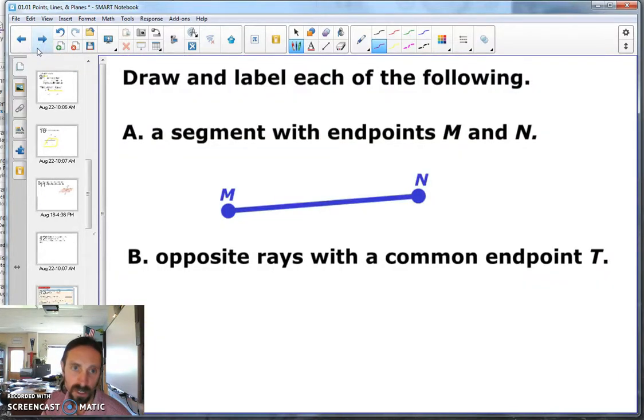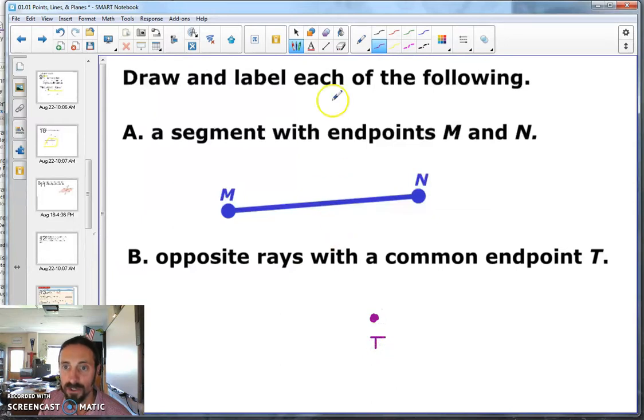All right, I'm going to do some example problems. If you want to try them before I show you how to do it, that's a great idea. Draw and label each of the following: a segment with endpoints M and N. They're already done. Now you might want to try this problem after I say it. Opposite rays with a common endpoint T. Go ahead, pause, try it yourself. All right, so common endpoint T.